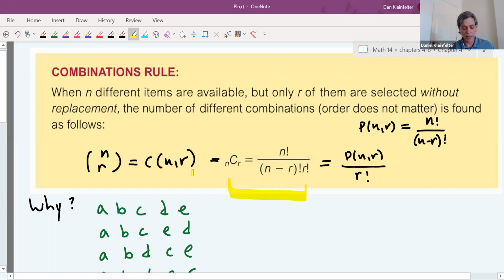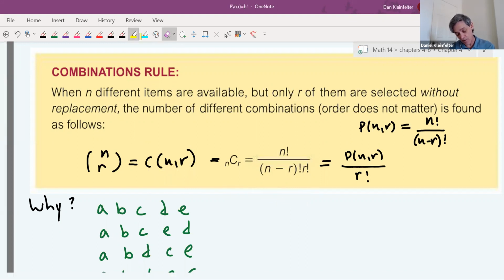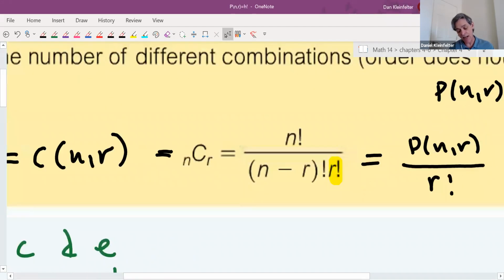CNR, or NCR, where it was a P for permutations, now it's a C for combinations. CNR, the number of combinations of N things, taken R at a time, is N factorial divided by N minus R factorial. What's different in this formula is that in the denominator there is an extra R factorial. And we'll talk about why that's there in a few minutes.